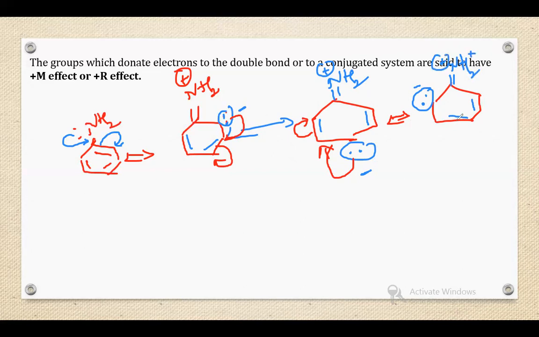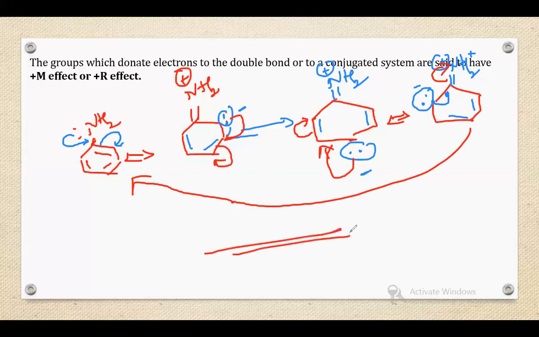Now it also has alternate double bonds. Then what happens? This electron shifts here, and again this pair of electrons goes back to the nitrogen. We get the first structure as it is. So these are the resonance hybrid structures, or resonating structures, of aniline. It shows the positive resonance effect, or plus R effect, or plus M effect.